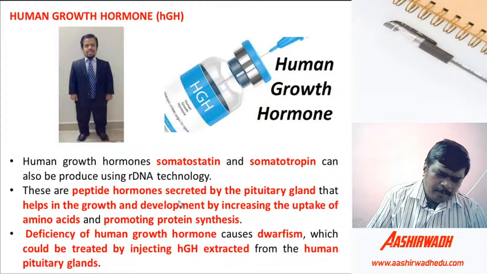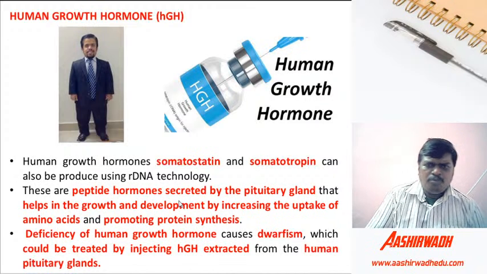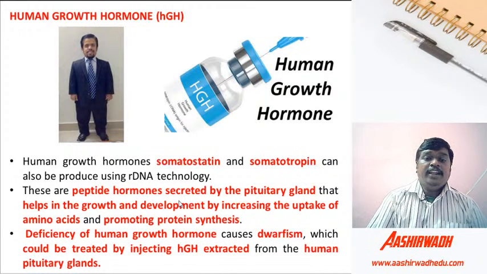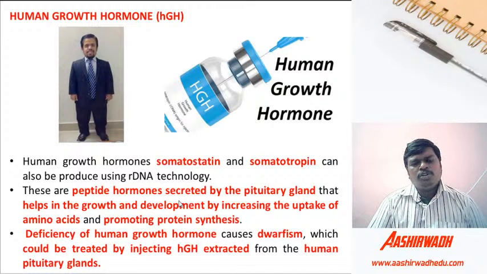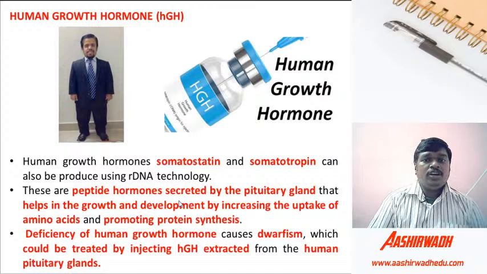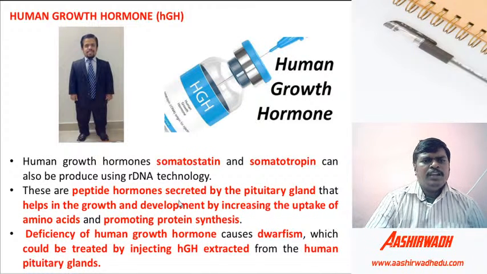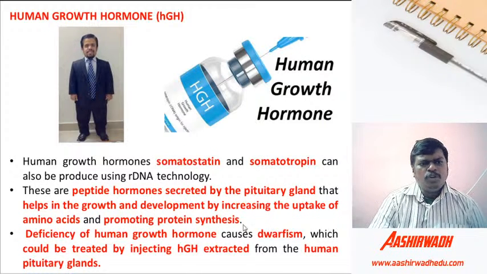In the pituitary of human beings, there is a hormone produced from the adenohypophysis called human growth hormone. This human growth hormone is responsible for growth in the organism. Sometimes a deficiency in the human growth hormone can lead to a condition called dwarfism. The human growth hormones are somatostatin and somatotrophin.